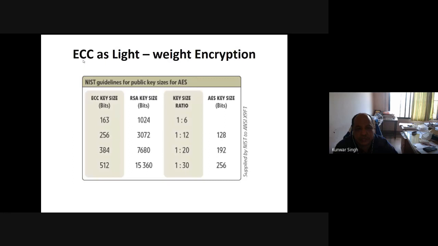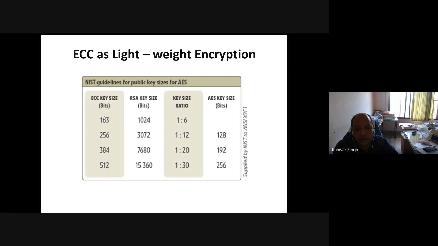Now, if you see, RSA with 1024 bits and ECC with 163 bits, their security level is the same, but the size is 163 bits here and in RSA the size is 1024 bits. So obviously these are giving the same security level, and in ECC the numbers are less. So when the numbers are less, the encryption cost and decryption cost will be less.